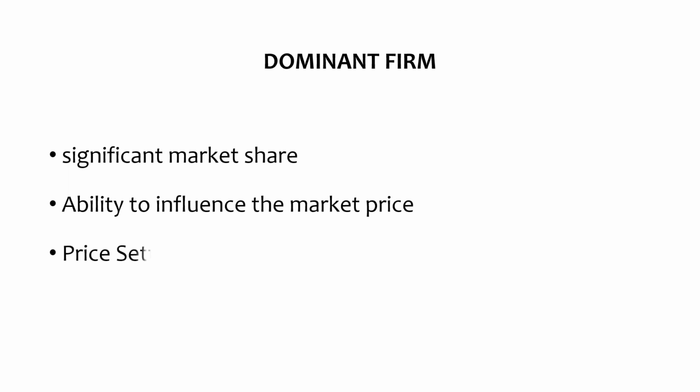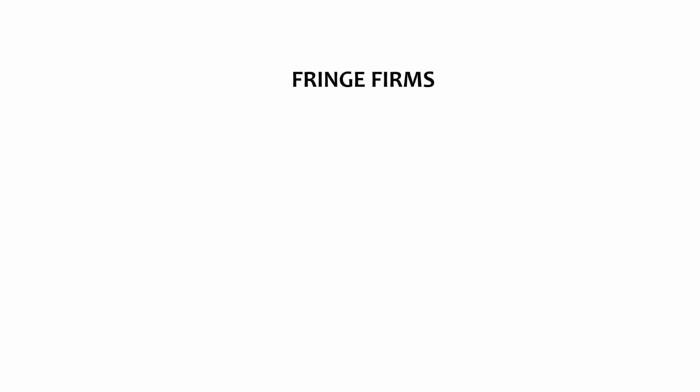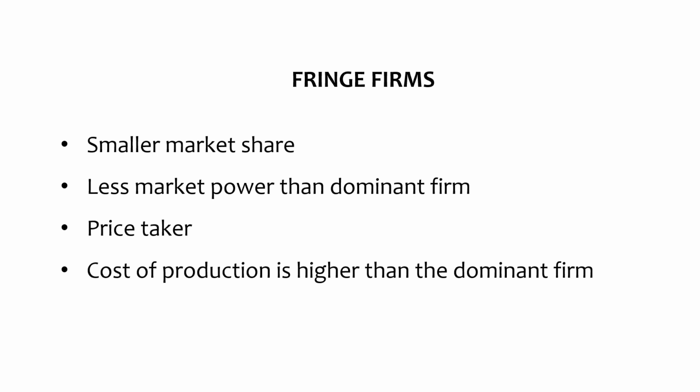Dominant firms have significant market share and the ability to influence the market price, and they are the price setters. They have lower cost of production than the fringe firms. Fringe firms have smaller market share and less market power than dominant firms. They are the price takers and their cost of production is higher than the dominant firm.